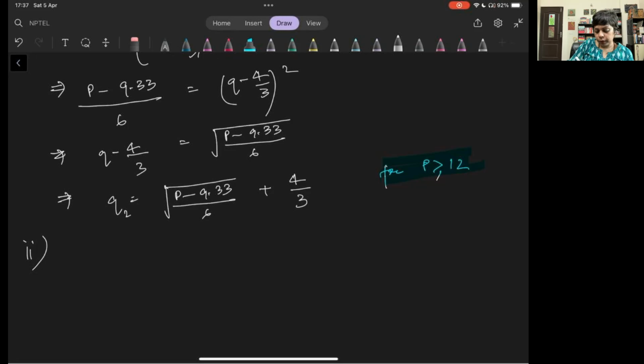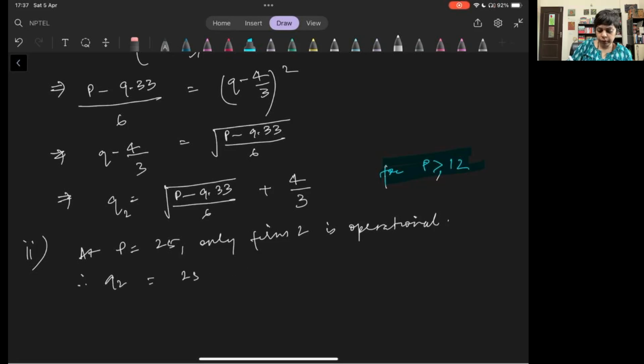At P equal to 25, only firm 2 is operational. Therefore, Q2 is (25 minus 9.33) divided by 6 under root, plus 4 by 3. So you can calculate whatever this comes out to be.